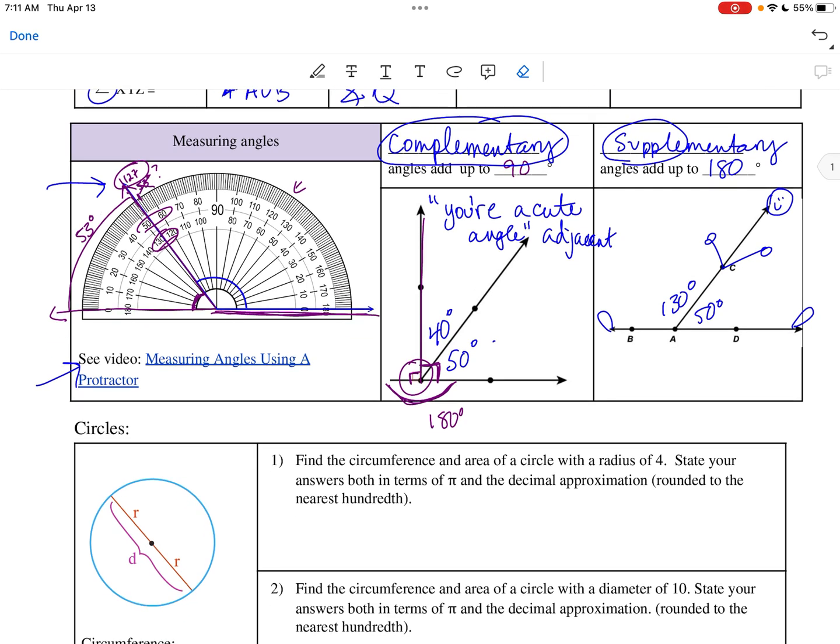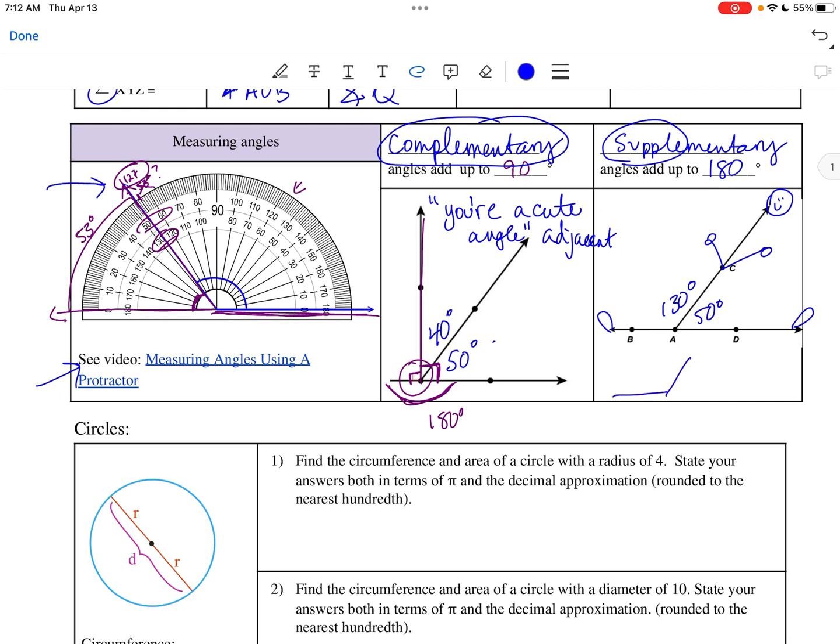Okay, moving down. Now, supplementary and complementary angles don't have to be adjacent. They don't have to share a side to be complementary or to be supplementary. They can be in different places from each other. You could have one angle here and then another angle over here, and as long as they add up to 180, they're still supplementary.